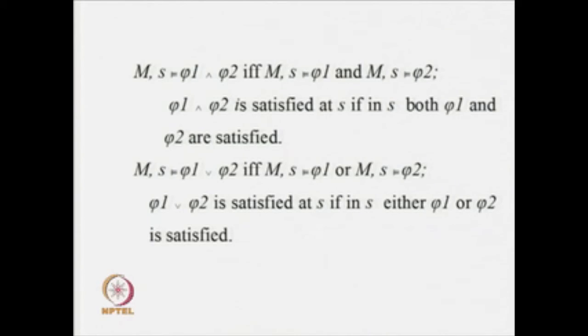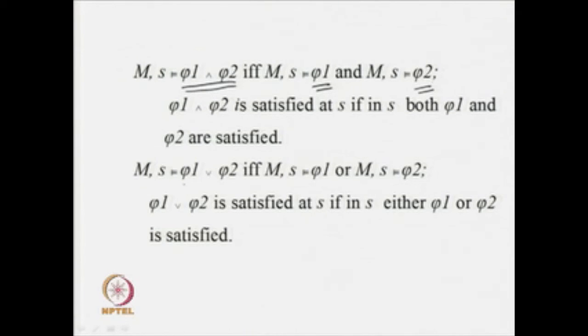Similarly, now we can look at the truth values of the conjunction phi1 and phi2, whether in a model M in a particular state S, phi1 and phi2 hold or not. It holds provided phi1 and phi2 independently hold in that particular state. So, we say that phi1 and phi2 is satisfied in this state S, provided this state models phi1 and models phi2.